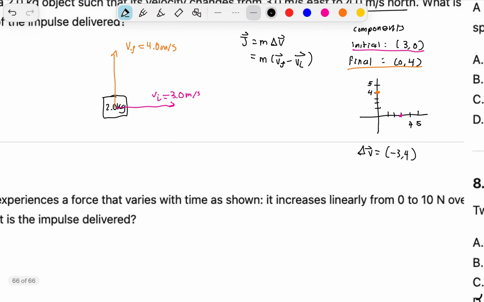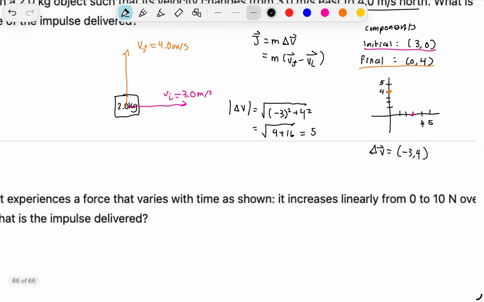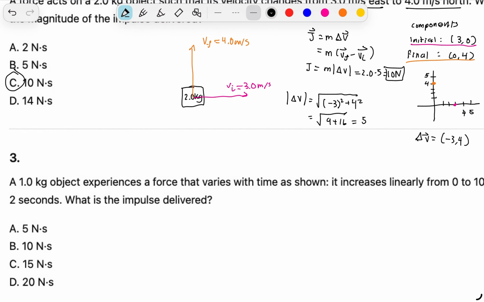Now, if we were to find the magnitude of this, this is equal to the root of -3 squared plus 4 squared, which is the root of 9 plus 16, which is 5. Now all you do is you take your magnitude and you multiply it by your mass. So impulse is equal to m delta v, which is going to be 2.0 times 5, equal to 10 newtons times seconds.